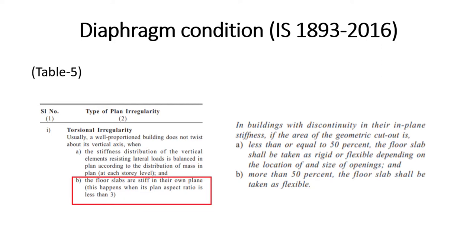And also it says that if the cutout proportion is more than 50%, then the diaphragm would be automatically considered as flexible. So here you can see the code doesn't define the term rigid diaphragm explicitly, but implicitly the code gives the definition of the rigid diaphragm through its aspect ratio, just like we have seen for the ASCE 7-16 code. In ASCE 7-16, the definition is much more clear, but here also the Indian code has defined the diaphragm, but in a very implicit way.